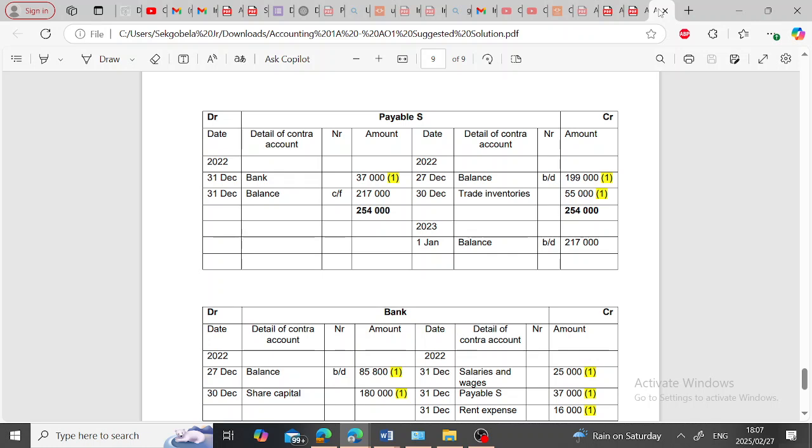What is the contra account? Trade inventories. Because for you to owe someone, there ought to be a reason for you owing them. What is the reason? Trade inventories. Is everyone understanding? That's transaction number 1.